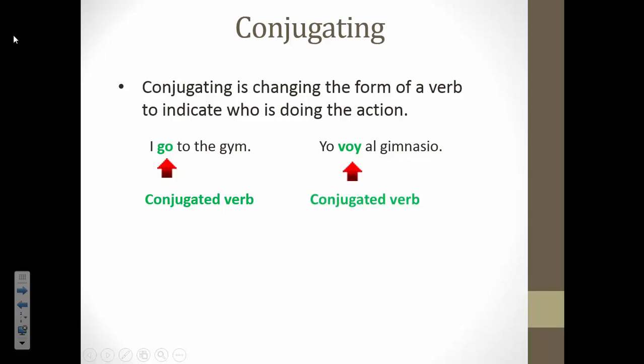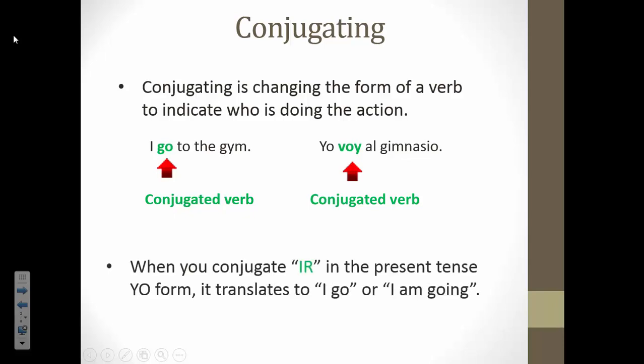So notice the translation. Go is the verb in English. Voy is the conjugated verb in Spanish. That means I go. When you conjugate ir in the present tense, yo form, it translates to I go or I am going. So it has multiple meanings. It depends on what you're trying to say. So pause the video at this time and fill out parts A and B where it asks you what is conjugating and to say what the present tense yo form of the verb ir translates to.